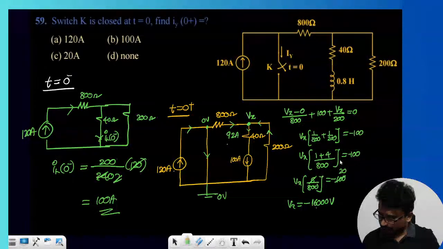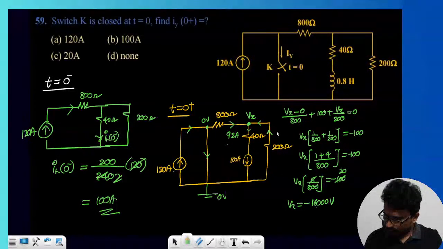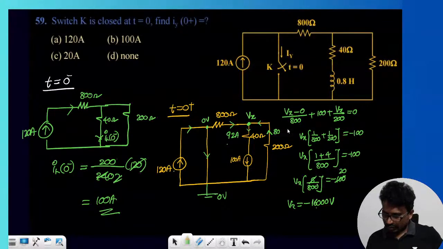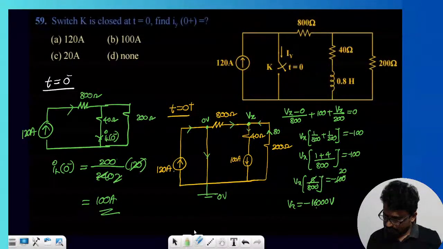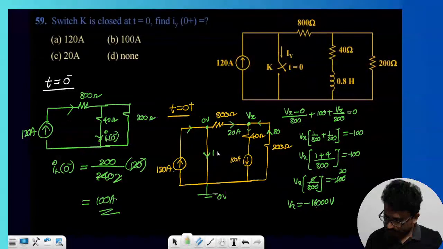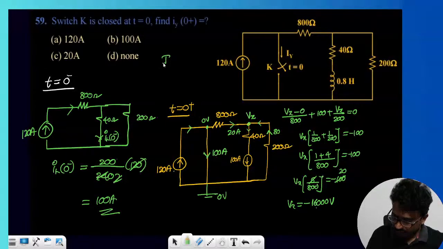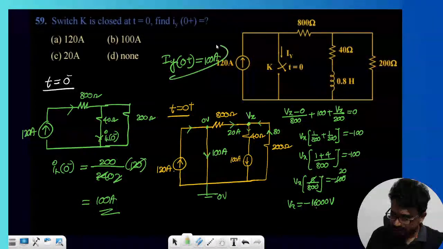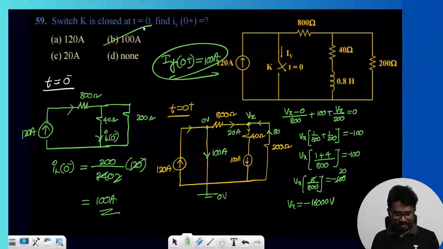16,000 by 200. So this value equals 80. If this value is 80, then this value is 20 here. Then this value should be 100. So that means this current, finally IY of 0 plus, how much is it? 100 amps. So option A, sorry, B.